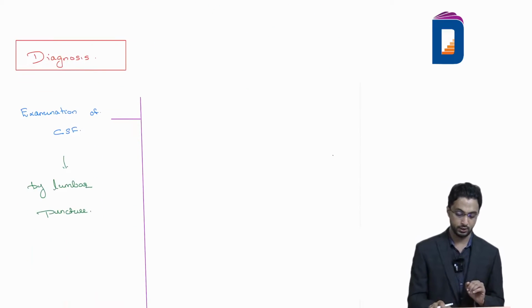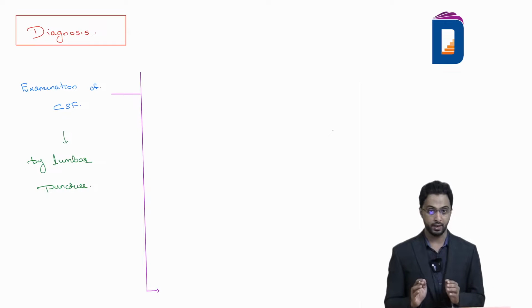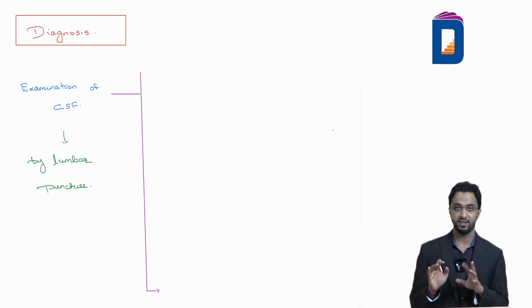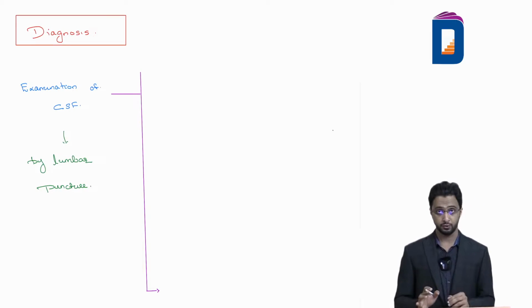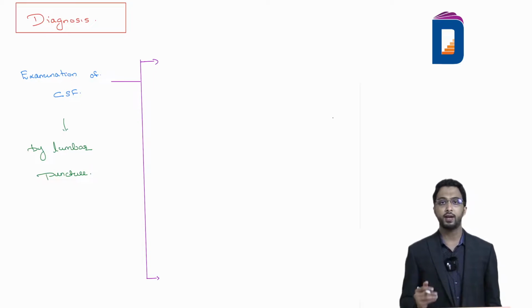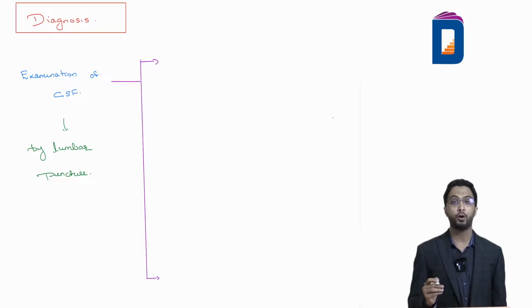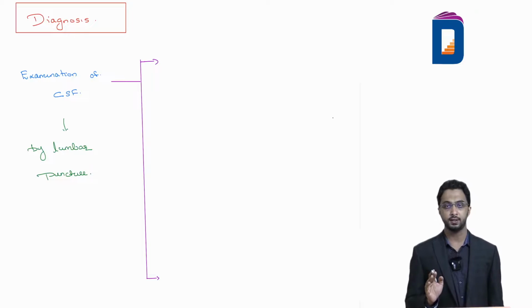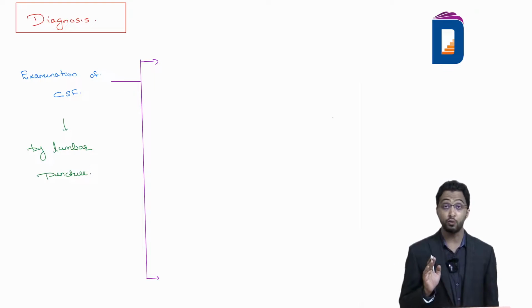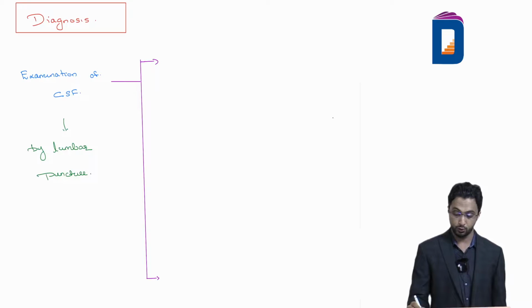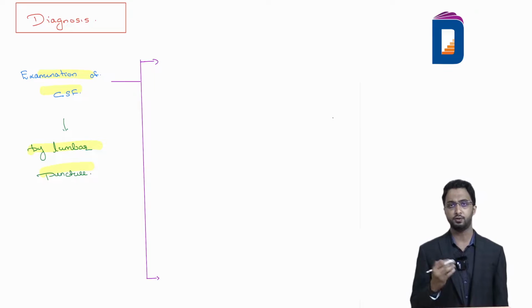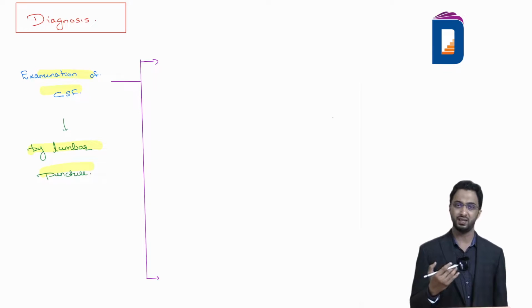Now we come to the very important part, which is there in the charts and all this, which is diagnosis. There are different ways to diagnose acute bacterial infections. The most important is examination of the CSF, which you can do by lumbar puncture. Examination of CSF is the key. When it comes to viral infections, there are other methods also, but here the main thing is examination of CSF.